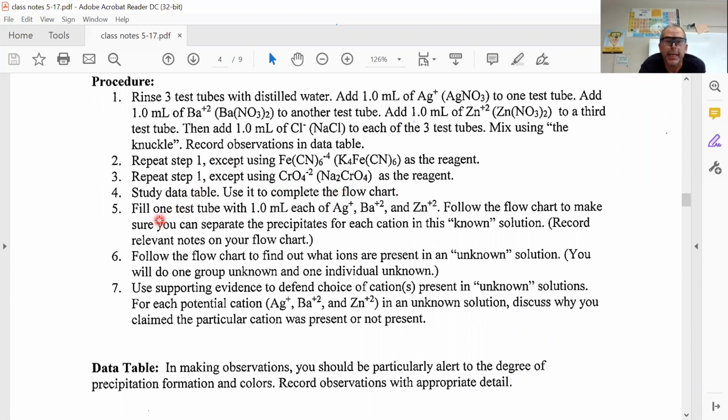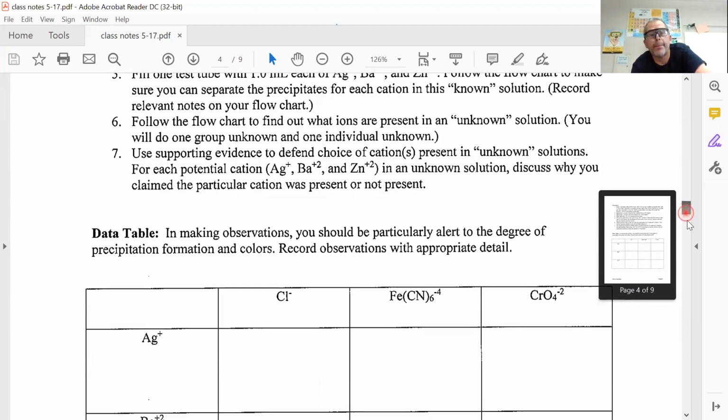And then what we're going to do is test an unknown. We're going to fill one test tube with 1 milliliter each of silver, barium, and zinc ions. And then we're going to follow the flow chart to make sure that we can separate the silver, barium, and zinc at the appropriate steps. So that's what we're going to look at here in this part of the lab.